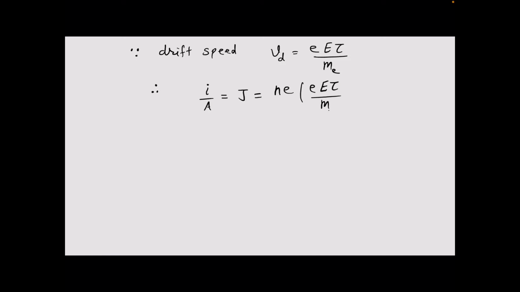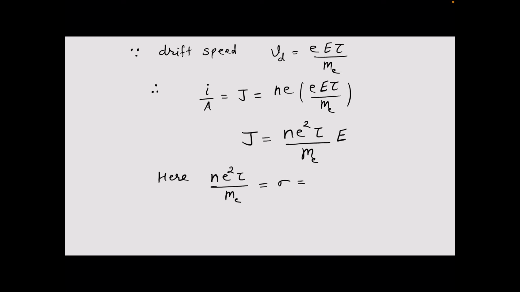Since drift speed Vd equals e tau by me, therefore I by A equals J equals n e. We will replace the value of Vd in this equation, so e tau by me. Hence, current density J equals n e square tau by me multiplied with capital E.